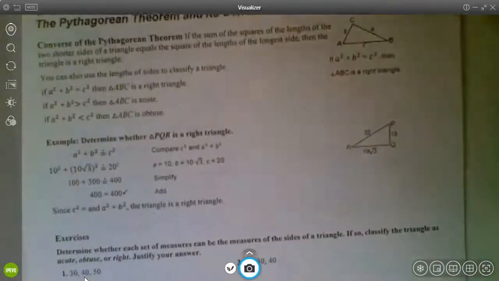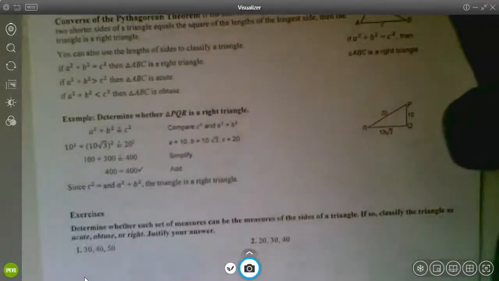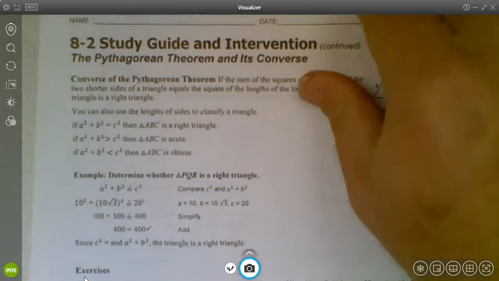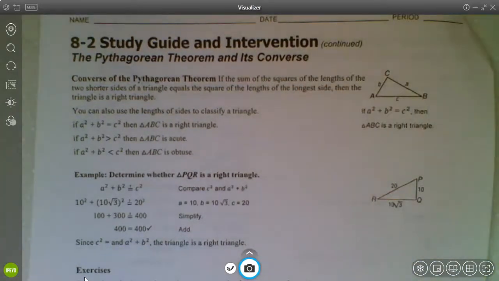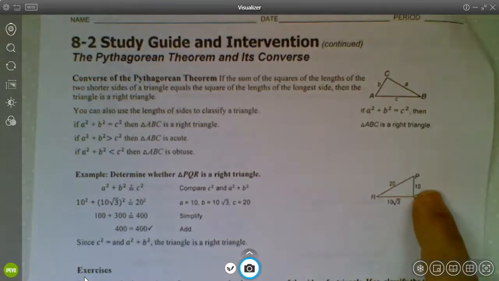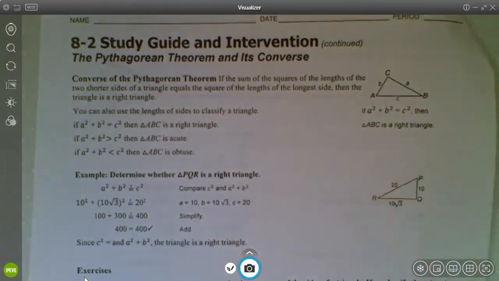All right, let me flip over to the back side on this. Okay, so on this side, what we are seeing is what they call the converse of the Pythagorean theorem. In other words, if I was given 3 values of a triangle like this, right? So this guy's 10, this guy's 20, this guy's 10 root 3. How would I know if it's a right triangle?